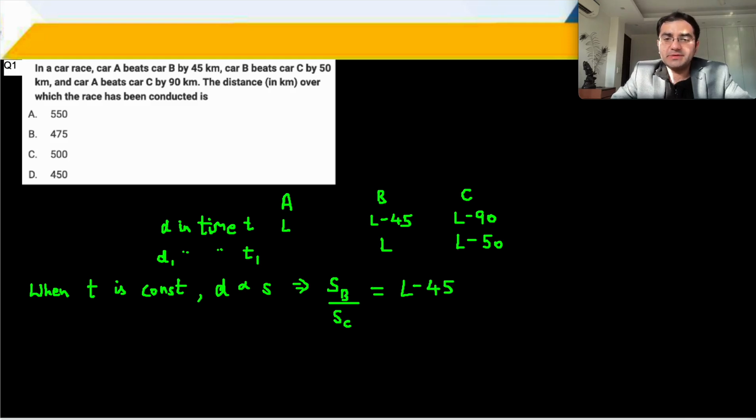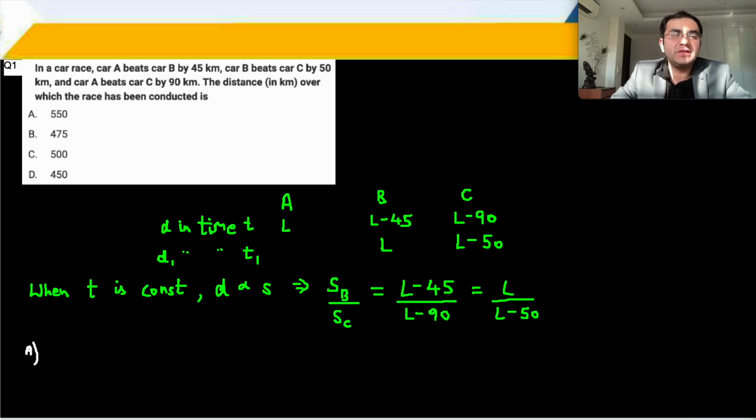So for time t, distances by B and C are L minus 45, L minus 90. And for time t1, distances covered by B and C are L upon L minus 50. We have to find L. Either you cross multiply and solve it, or you can use the options and see LHS equal to RHS.